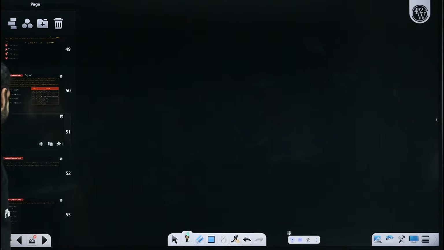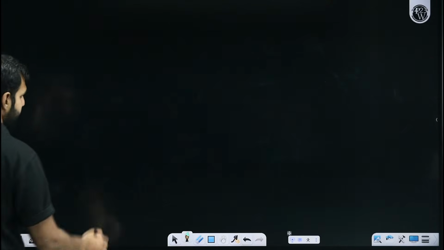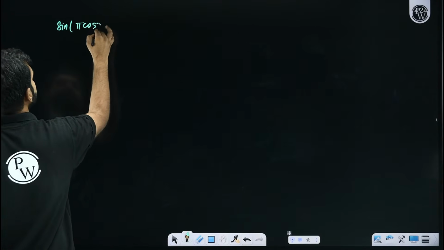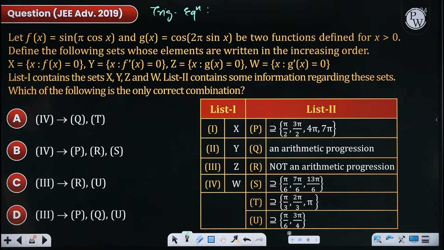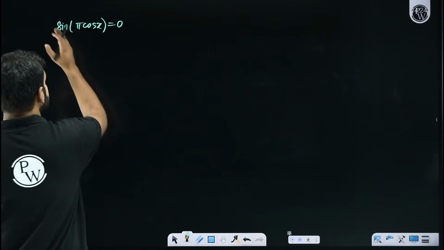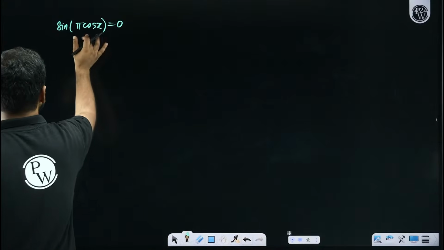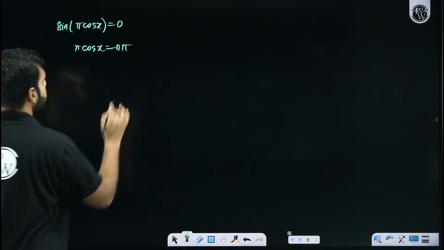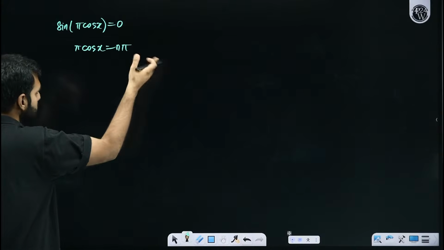What is f of x? Sir, f of x was sine of pi cos x. So sine of pi cos x is said to be 0. If sine of pi cos x is 0, what does it mean? Sir, sine is 0 at all the multiples of pi. So this angle here, pi cos x, will be equal to n pi, where n is an integer.